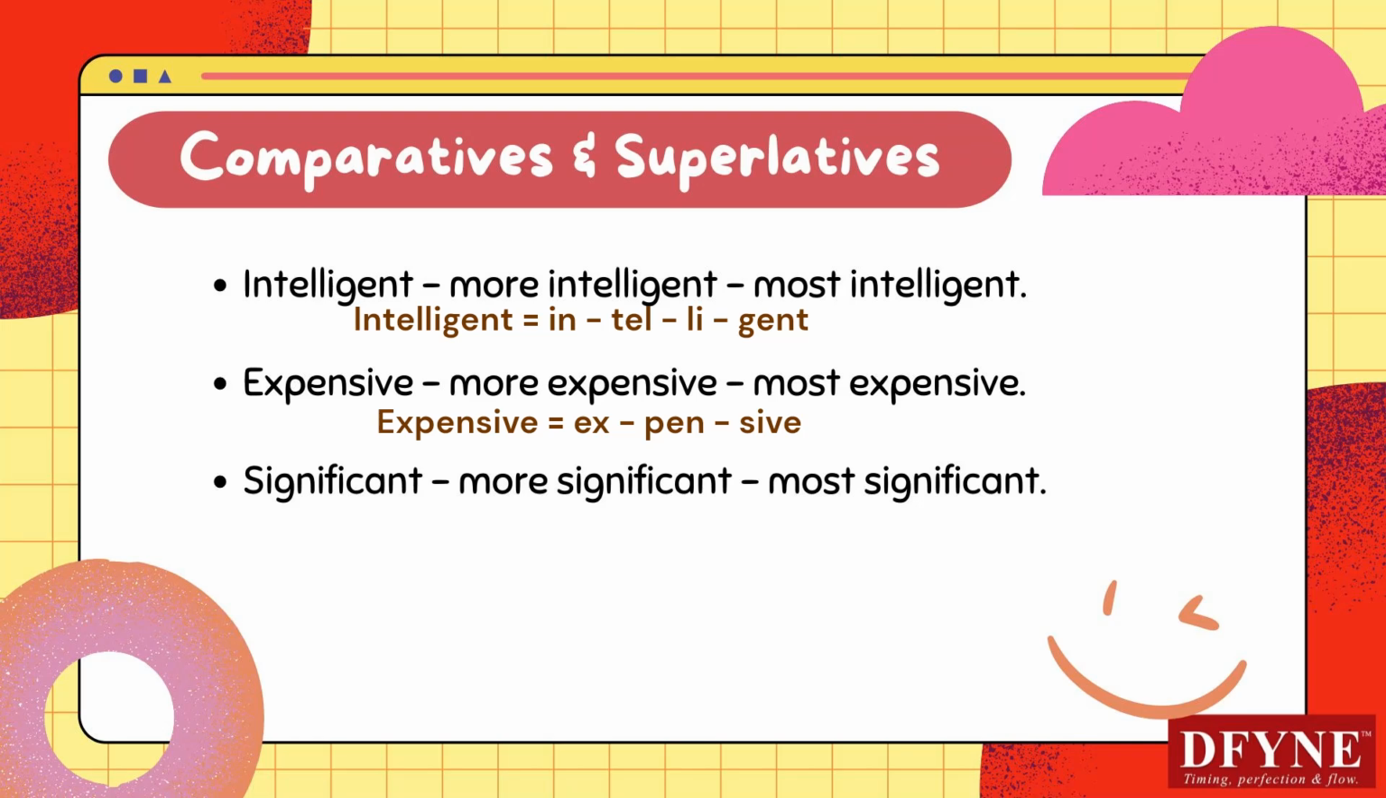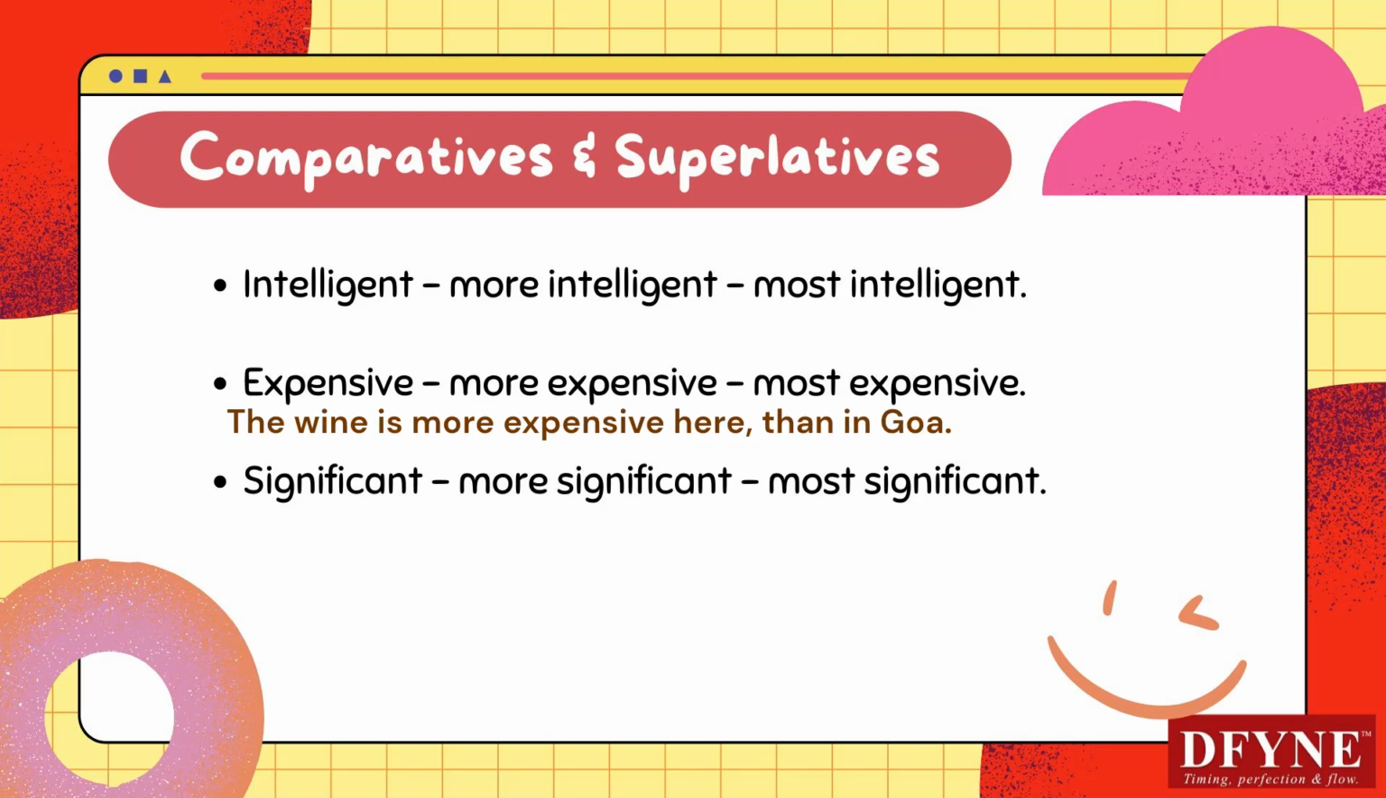When using expensive, we tend to use more expensive instead of expensiver. Or we can use most expensive instead of adding est at the end. The wine is more expensive here than in Goa. Or, this is the most expensive bottle of whiskey here.